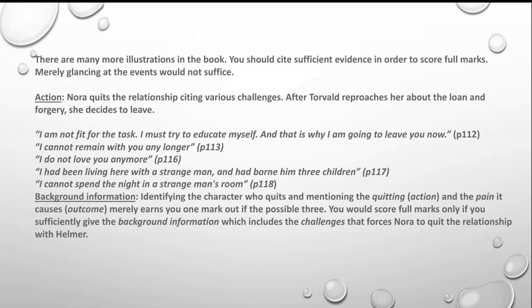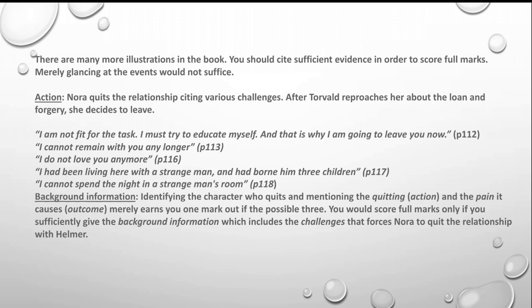There are many more illustrations in the book, but we have to ponder on the first ones that I've just listed. You should cite sufficient evidence in order to score full marks. Merely glancing at the events would not suffice.